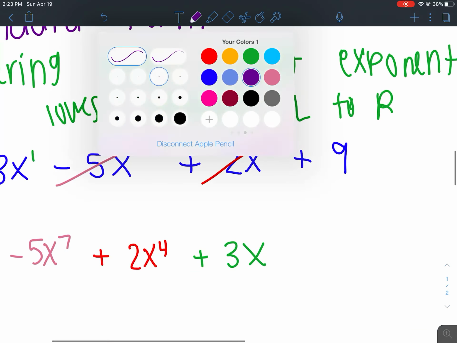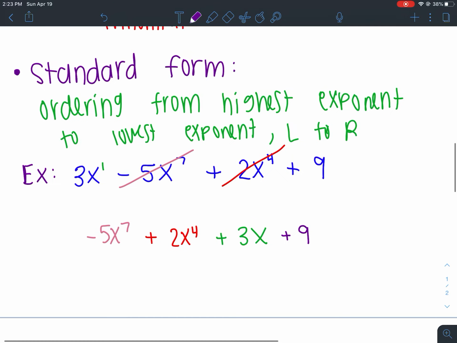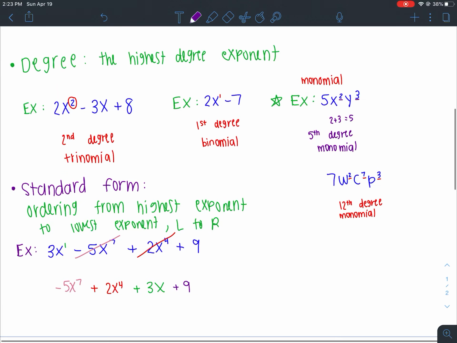Now, the 9 actually has a 0 degree, so the 9 would actually come last. Typically, constants, which are numbers that are by themselves, have a degree of 0, so they would come last. So that is standard form, and that is your vocab for Unit 6.